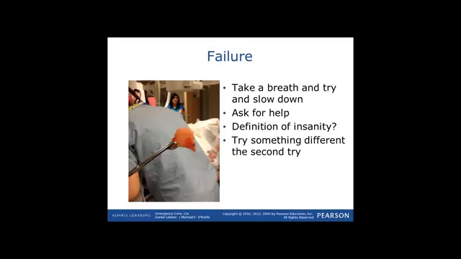Trying the same thing over and over again, expecting different results, right? So if you drop the NPA in the right nostril and it doesn't go, and then you try it again and try it again and try it again, it's never going to go. So what do you do? Try something different, right? Put it in the other nostril. Shocking. You got 2 nostrils, thank God, right? So anytime you get frustrated, take a breath, slow down, ask for help, right? Try something different the second or third time that you're attempting this, okay?